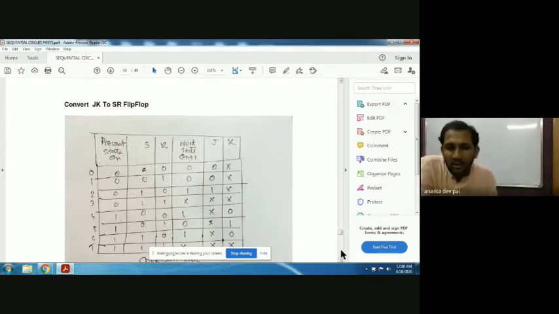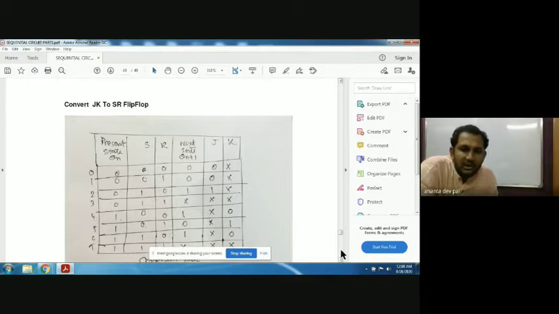0 0 0, 0 0 1, 0 1 0, 0 1 1, 1 0 0 and finally 1 1 1. So first of all, we have to find the truth table of SR. We know that from the truth table of SR, 0 0 is no change. It means the present state is copied to the next state. 0 is copied. For 0 1 it is reset. That's why it is 0. For 1 0 it is set. That's why it is 1.